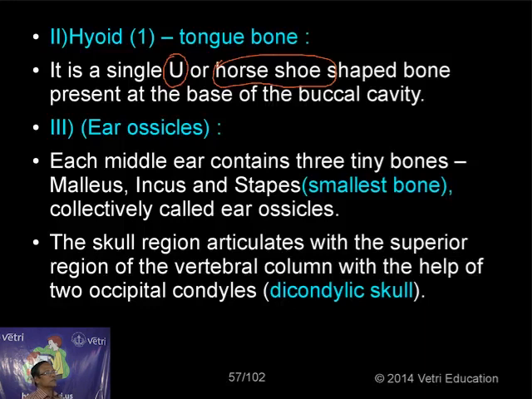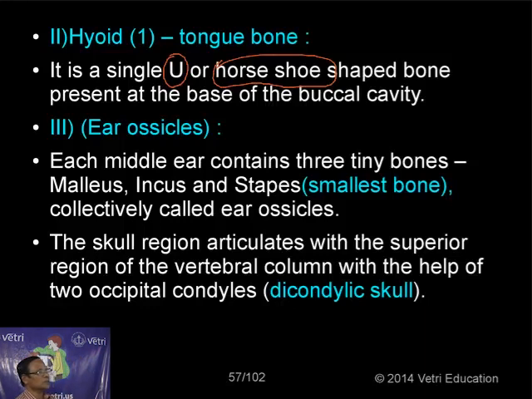Now the ear ossicles: the middle ear has a chain of 3 bones, namely malleus, incus and stapes. They are connected to the tympanum on one end and the oval window at the other end, responsible for conducting sound vibrations.